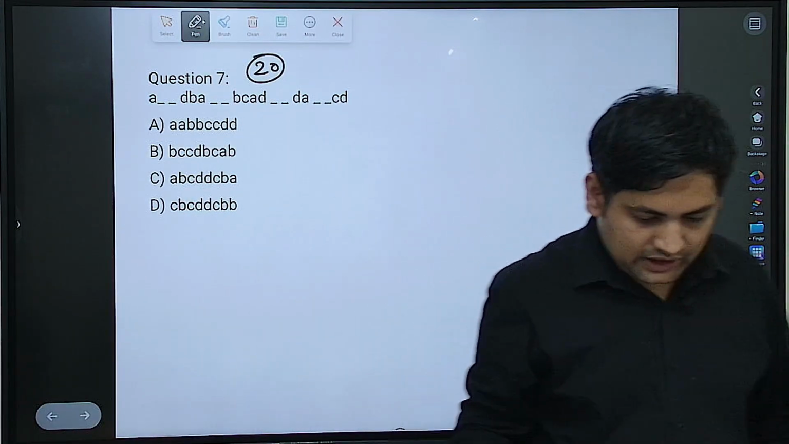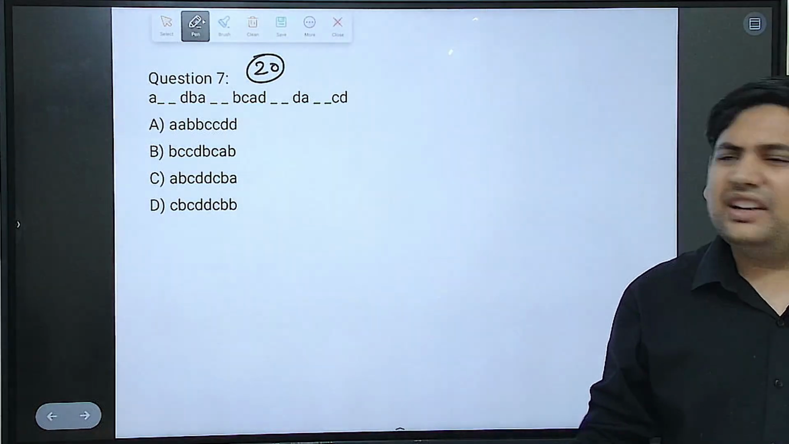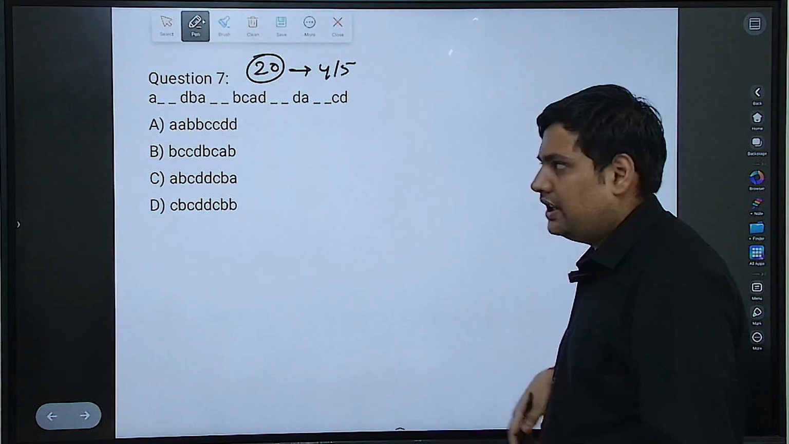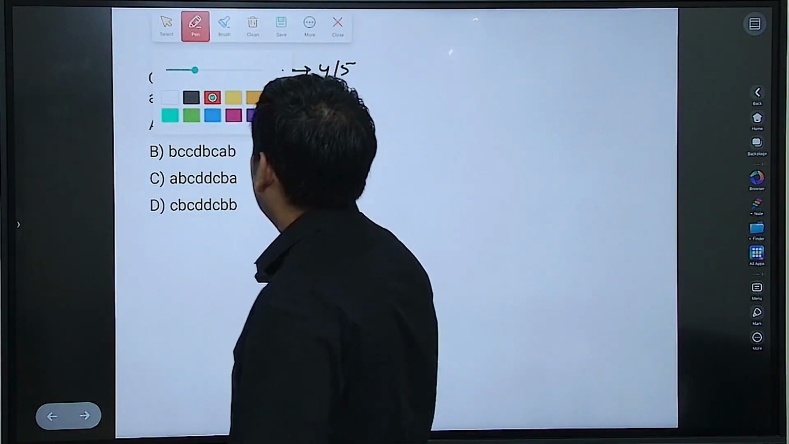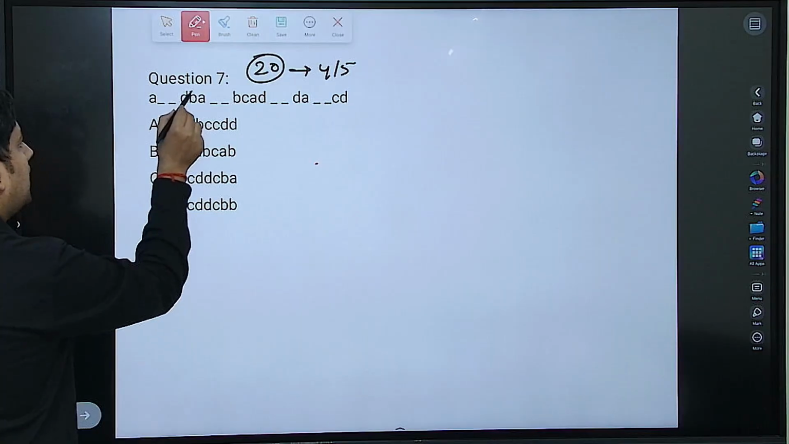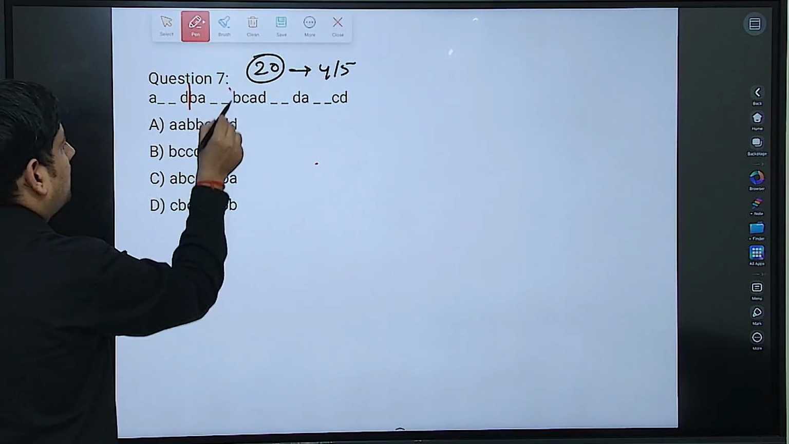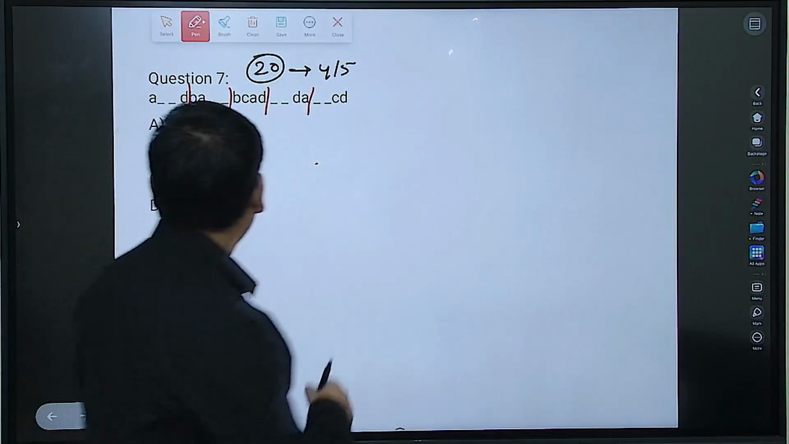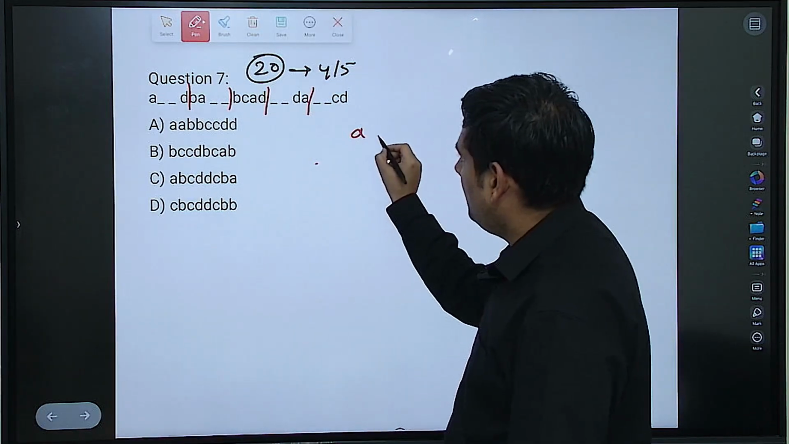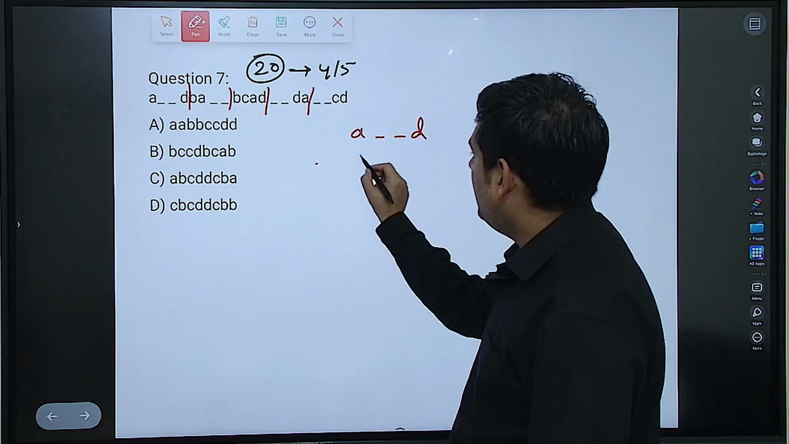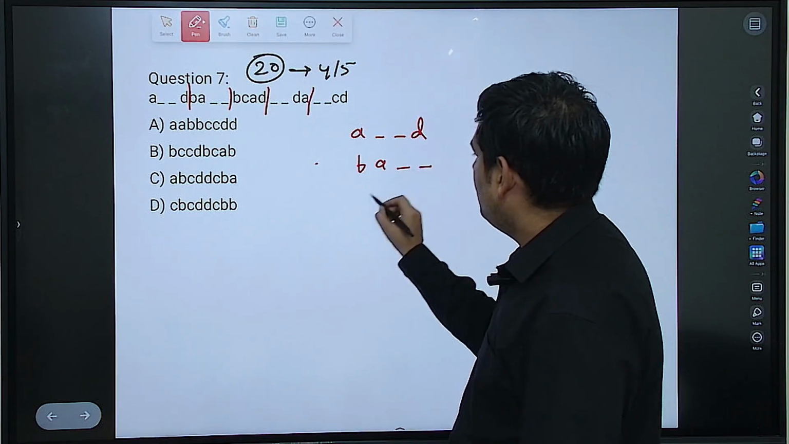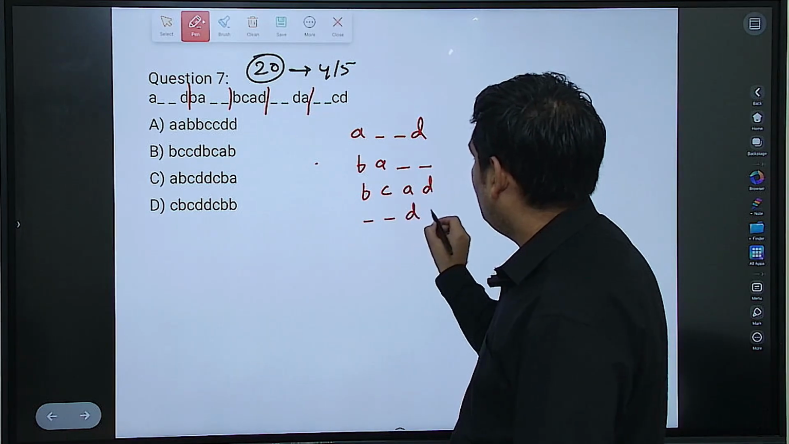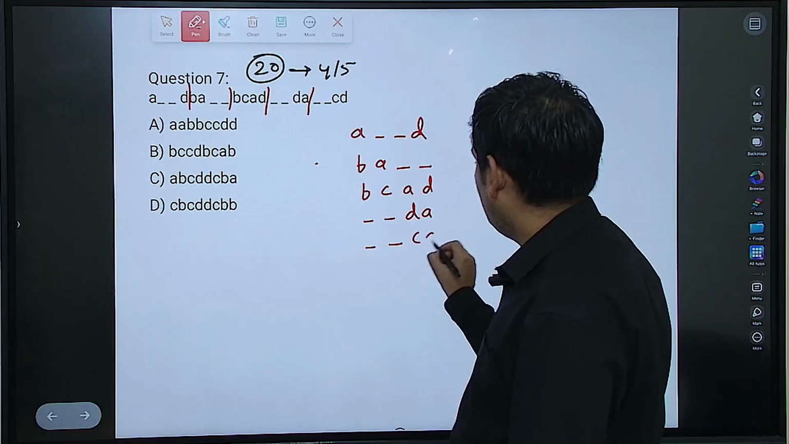Now if there are 20 letters, what I can do? I can divide, let's say, in a group of 4 or 5. Let's try to divide it into groups of 4. So what you will get? 1, 2, 3, 4, then 1, 2, 3, 4, then 1, 2, 3, 4, then 1, 2, 3, 4, 1, 2, 3, 4. That's it. Let's try it. So this will become A dash dash D, then B A dash dash, then B C A D, then dash dash D A, then dash dash C D.